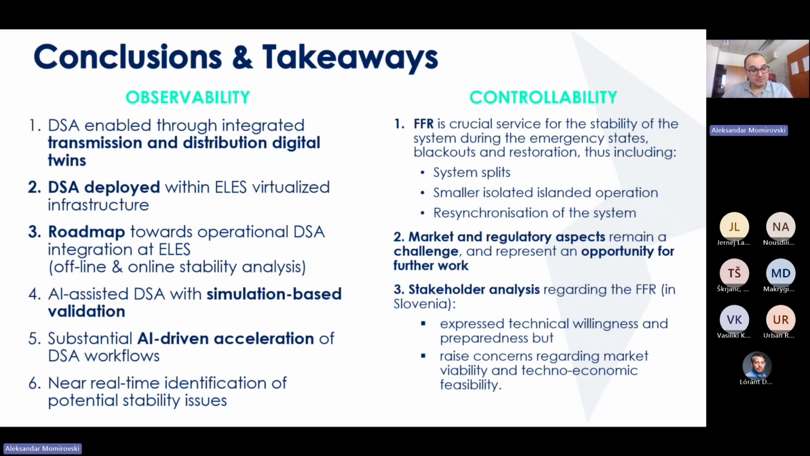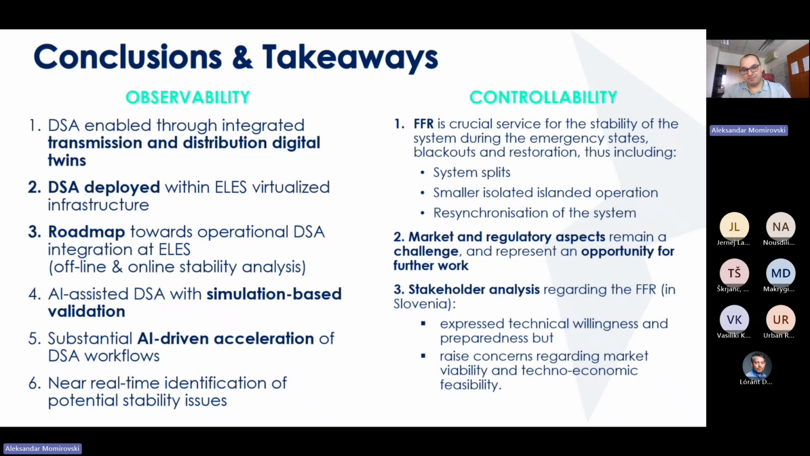There was also an AI-assisted DSA developed with simulation-based validation. Also, substantial AI-driven acceleration of these DSA workflows was created. And last but not least, near real-time identification of potential stability issues was actually expressed in this demo and provided, and this is one of the most crucial parts of this Slovenian demo.